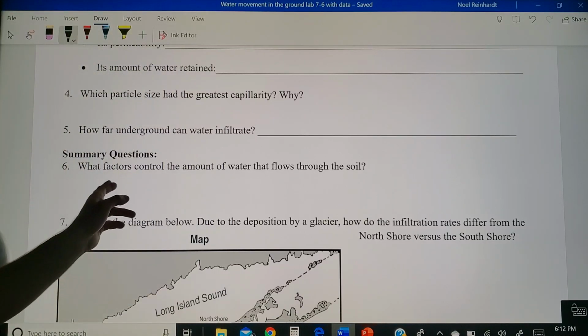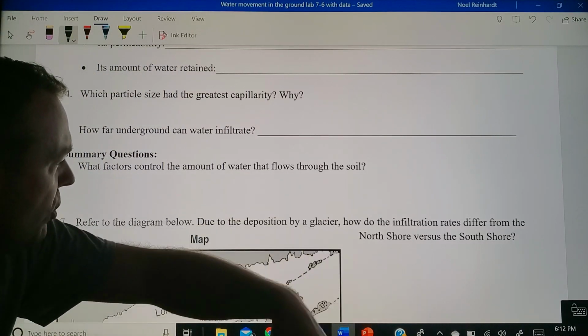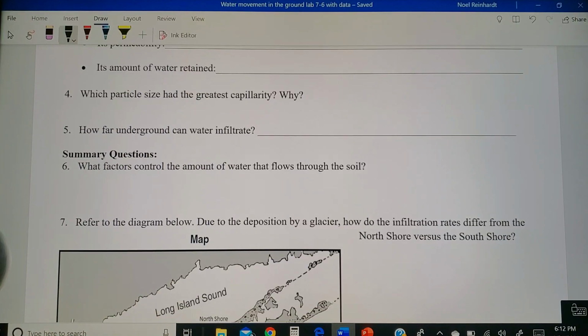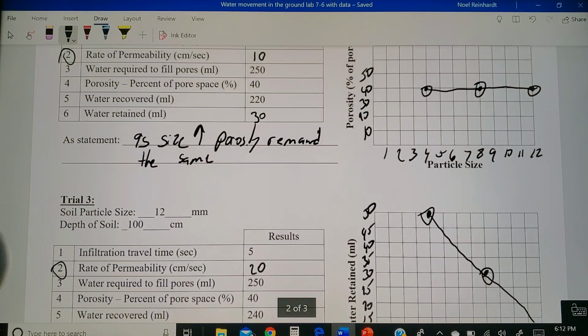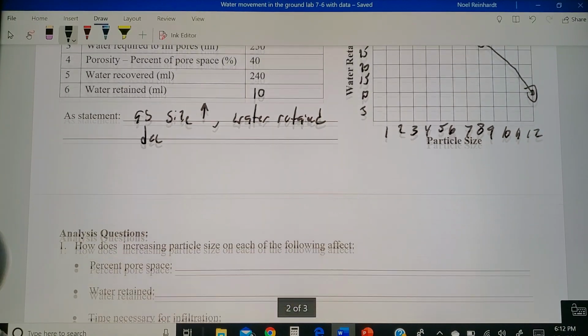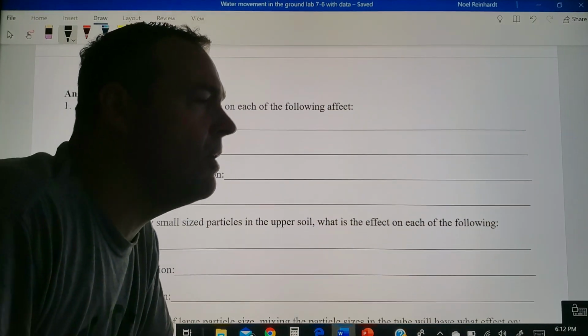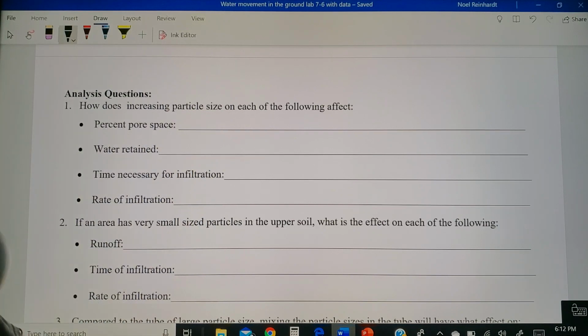All right. Number 6, what factors control the amount of water that flows through the soil? Well, those are all these factors up here. The particle sizes, how tightly packed they are, things we've been talking about.